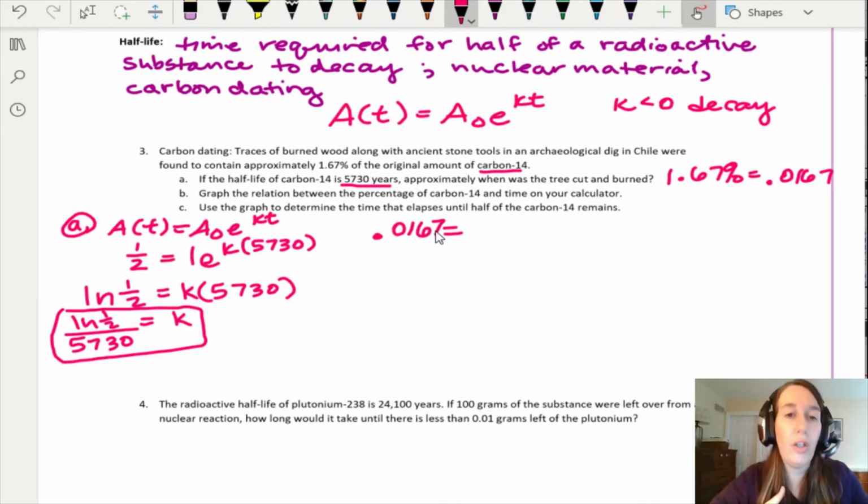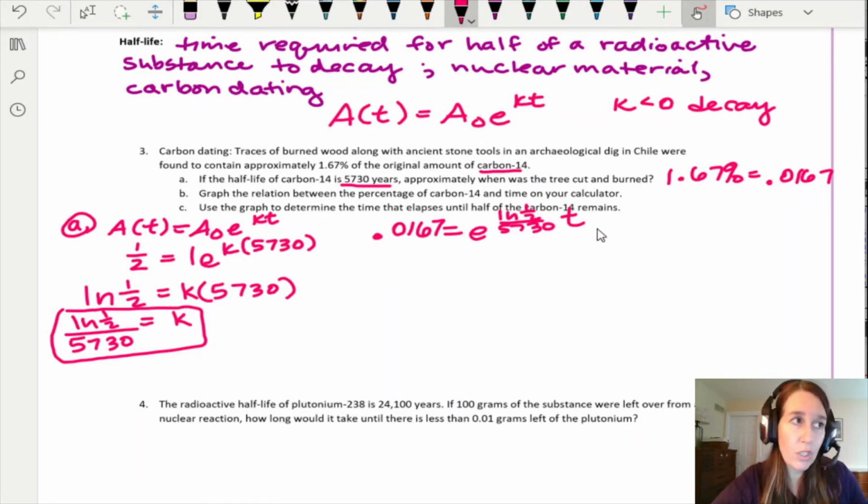All right, that is equal to e to the, well, now we know k: the natural log of a half divided by 5730, and that's times t. Notice that there's a lot going on here, but we actually know all of the information of the problem except for t.